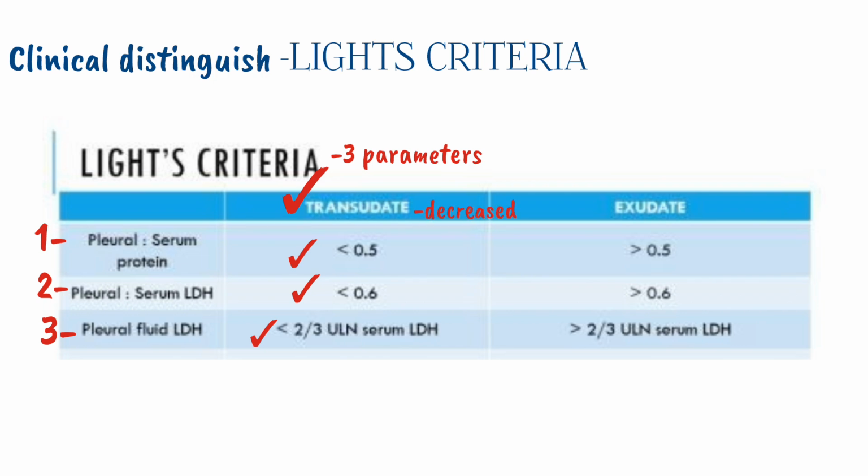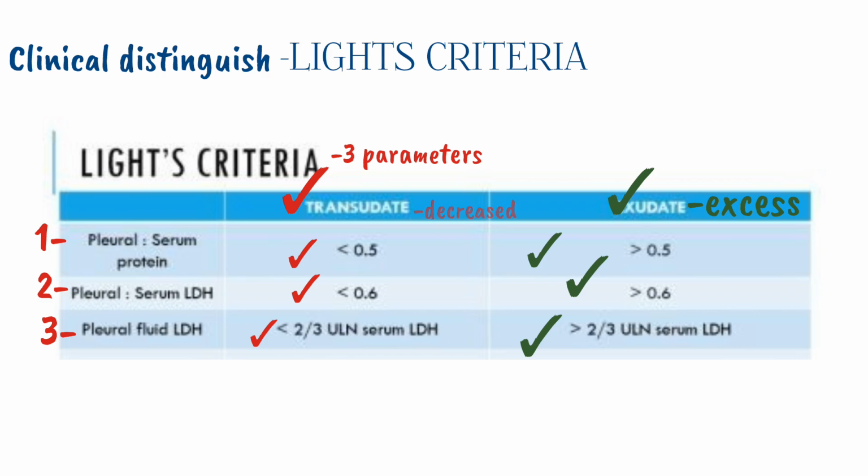While in exudative effusion, as the letter E represents, everything will be in excess. The pleural fluid protein to serum protein ratio will be greater than 0.5. The pleural fluid LDH to serum LDH ratio will be greater than 0.6 and the pleural LDH will be greater than 2/3 of the upper limit of normal serum LDH. So in short, in transudative everything will be decreased, while in exudative all three parameters will be increased, meaning in excess.